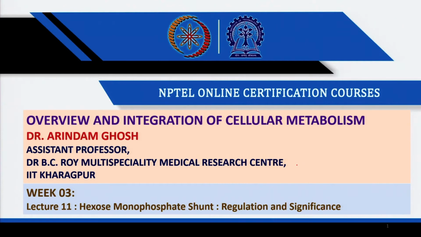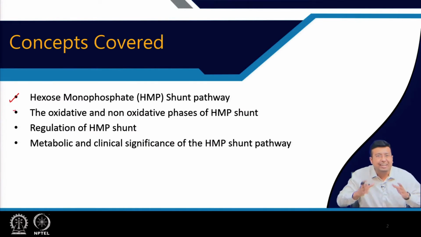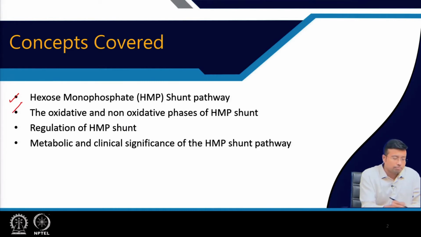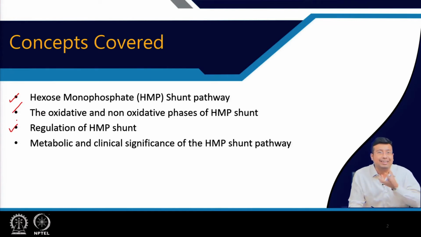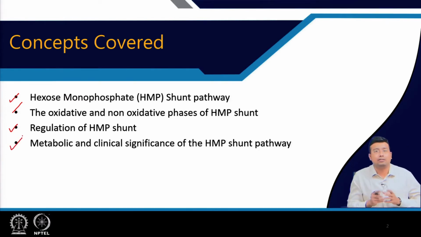We are continuing with carbohydrate metabolism. In the last lecture, we learnt about the various phases of the hexose monophosphate shunt, and in this class we will be covering the following concepts. The hexose monophosphate shunt pathway was covered in the last class, and it can be remembered easily by splitting it into two phases, the oxidative and non-oxidative phases. Today we will continue with the regulation of the HMP shunt, how the rate of the pathway is controlled, and also the metabolic and clinical significance of the HMP shunt pathway.